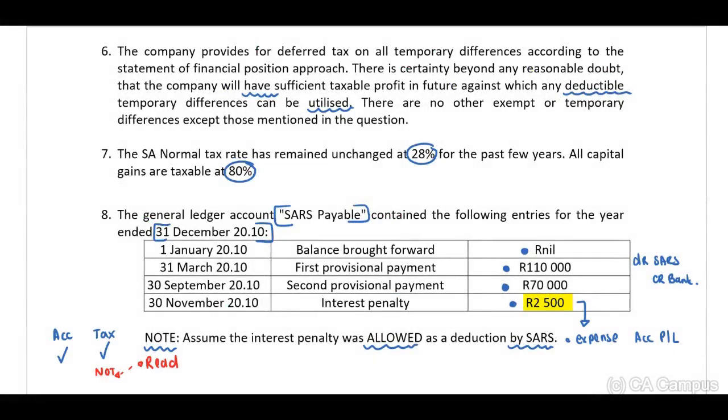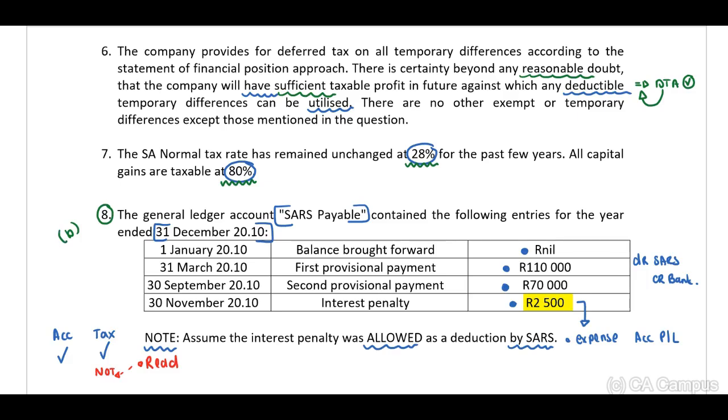Note number 6, they indicate to us that there is certainty beyond any reasonable doubt that the company will have sufficient taxable profits in future. Why is this important to us? We may recognize deferred tax assets as there will be sufficient taxable profit or loss. Note number 7, they provide us with our tax rate of 28%, and note number 8, we need the majority of this to be able to calculate our tax payable outstanding.